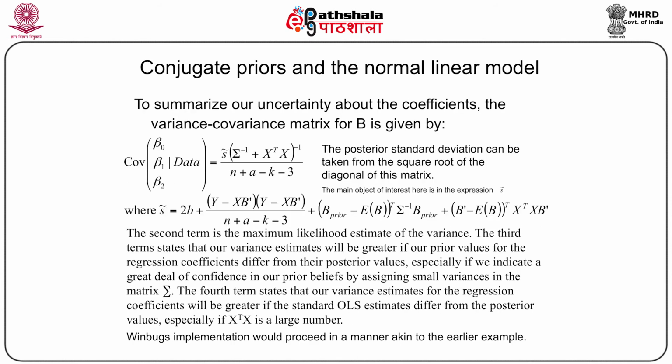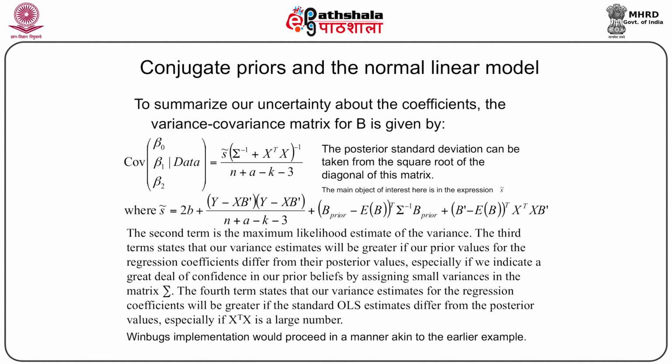With conjugate priors and the normal linear model, we can summarize our uncertainty about the coefficients through the variance covariance matrix of B, which is given in this expression, which reduces to S tilde times sigma inverse plus X transpose X inverse, divided by n plus A minus K minus 3. The posterior standard deviation can be taken from the square root of the diagonal of this matrix, where S tilde is a modified residual variance which has a long expression given in the slide.